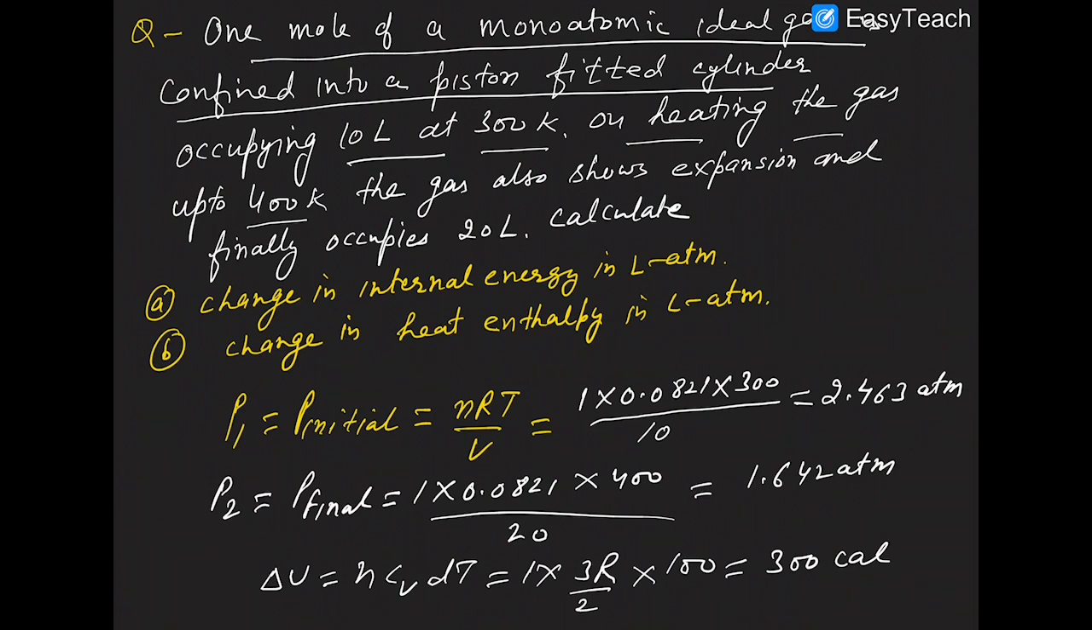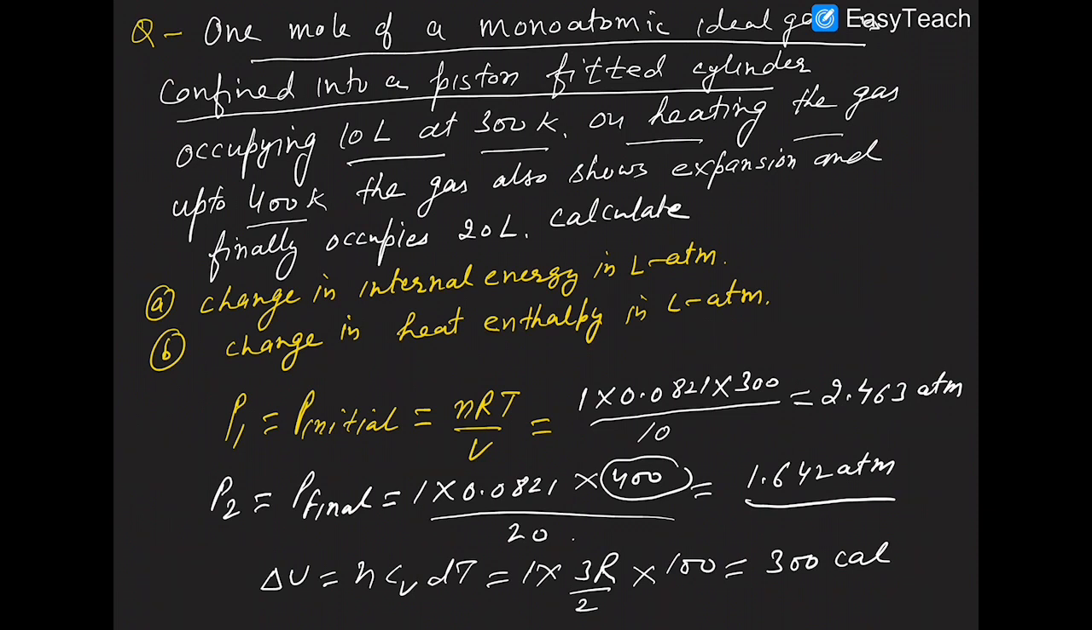in liter atmosphere. So P1, the initial pressure of the gas, will be nRT by V. The initial volume is 10, so put the value of T equal to 300. The initial pressure comes out to be 2.463. P2, the final pressure, will be nRT by V, so we put 1 into 0.082 into 400 divided by 20. The answer comes out to 1.6. So you can see that P2 is less than P1, so expansion will take place.